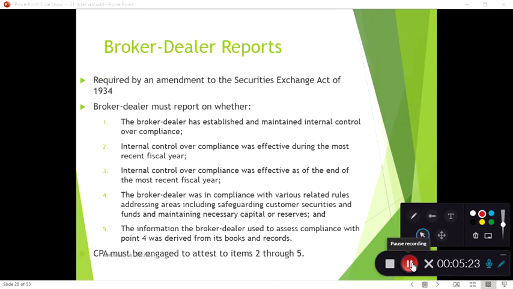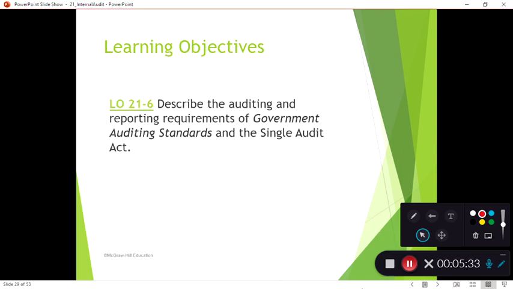I'm going to skip over the broker-dealer reports. That's kind of a specific thing related to a certain kind of firm, and that's more detail than we really need to get into.